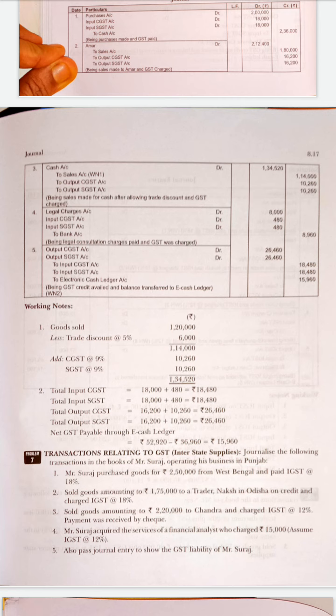Understood? So see the seventh sum. This sum relates to the interstate. In the last sum we studied intrastate supply, but this sum is related to interstate. So only one tax is laid by the government, that is the IGST, Integrated Goods and Service Tax. It's a very simple sum. So try to finish the 7th and 8th problems. It's a very simple problem.